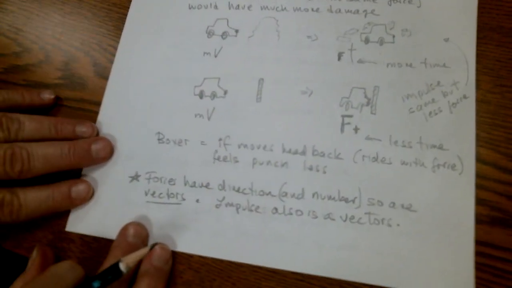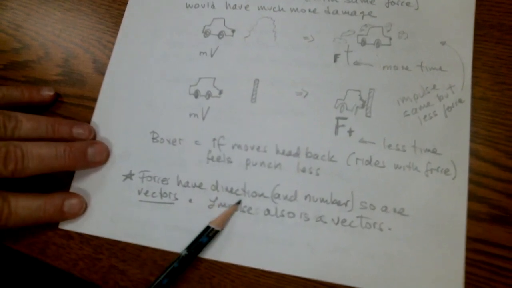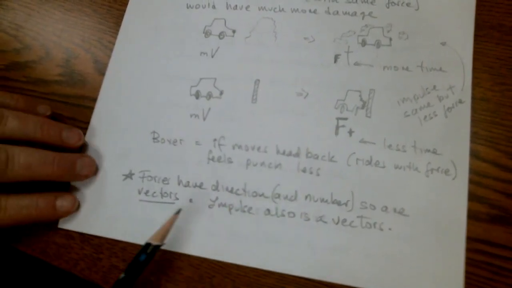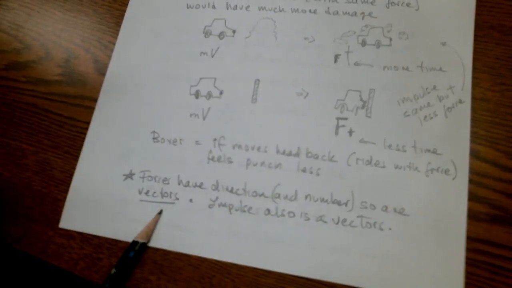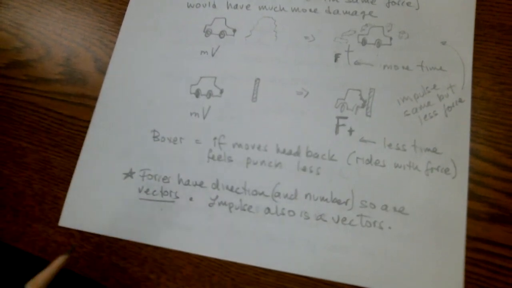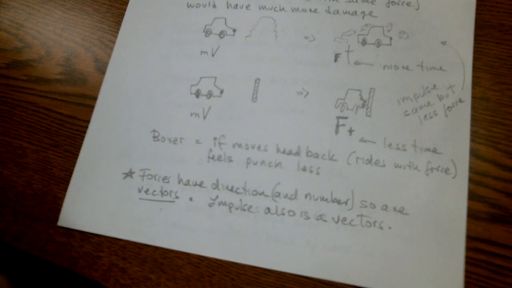Okay, another thing you need to know is that forces have direction and a number, a measurement, so they are called vectors. We saw that in a previous unit. I just wanted to remind you, impulse is also a vector because it has a direction.